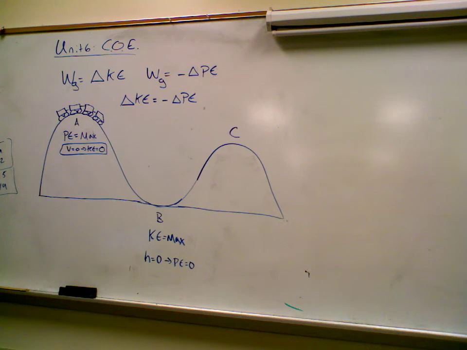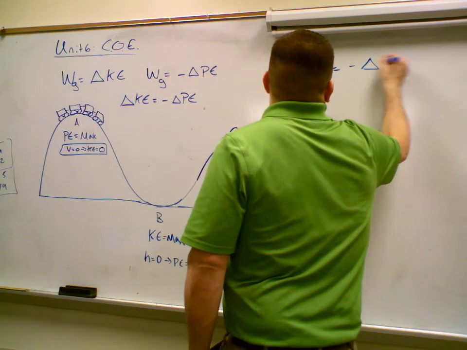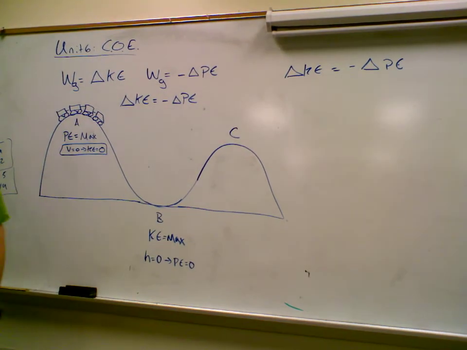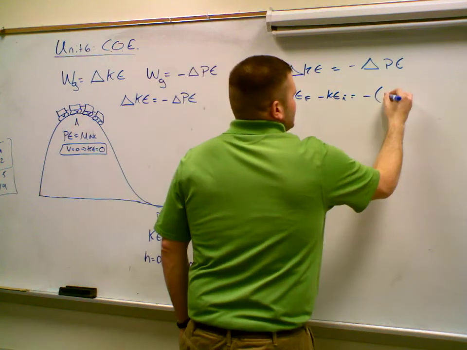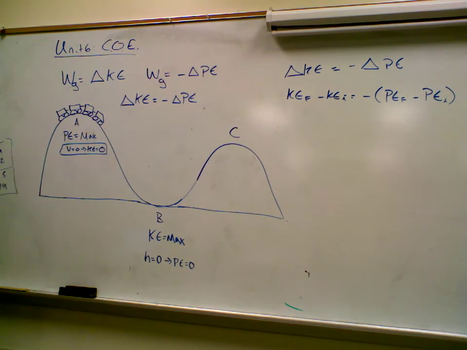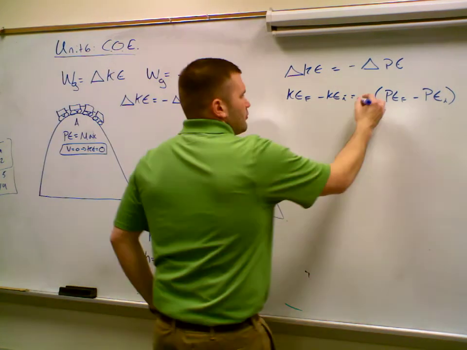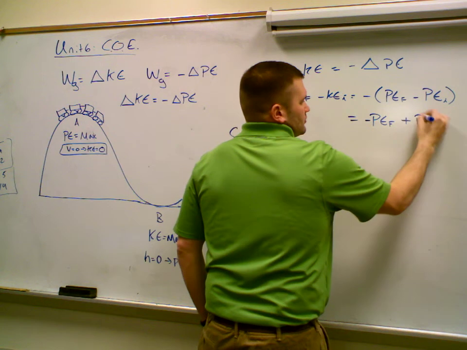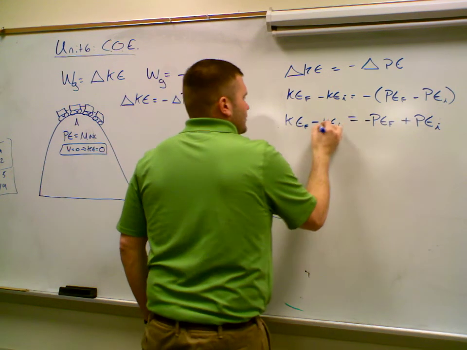The reason why that's so important is if I expand these deltas, so I take change in kinetic energy, and I take negative change in potential energy. If I break up those deltas, it's final minus initial, right? So this is KE final minus KE initial. And this one is negative, PE final minus PE initial. I broke up my deltas. Now I'm going to distribute this negative sign real quick. When I distribute the negative sign, that makes the PE final negative and the PE initial positive.